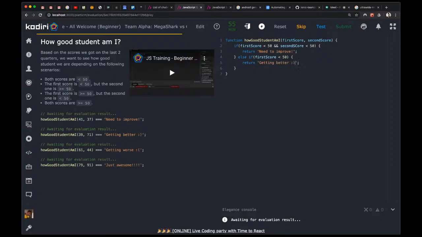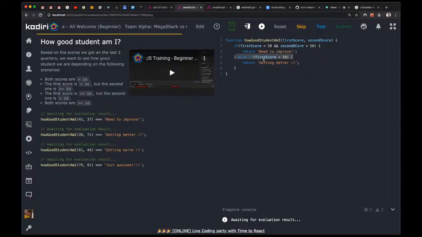Look, it's important to understand that piece of code, guys. So if both scores, yes, if both scores are less than 50, that's probably the simplest scenario, right? If both variables are below 50, need to improve. Then else if, look. Else if first score is less than 50. So can anyone tell me whether the second score, is it below 50 or above 50? It's above 50, that's correct.